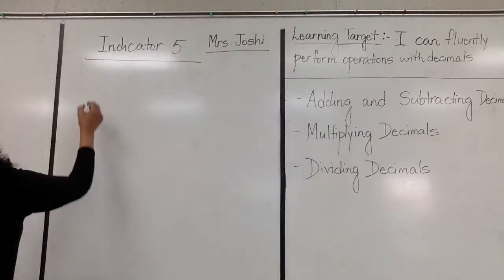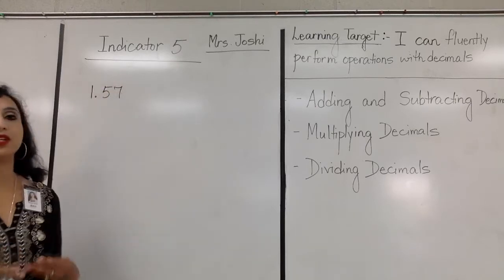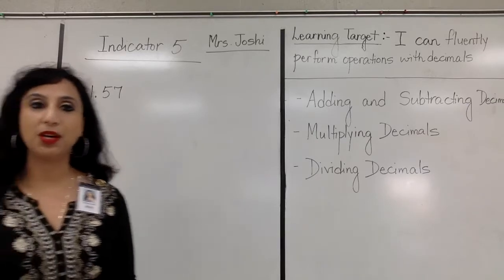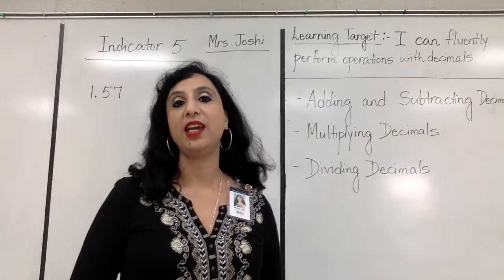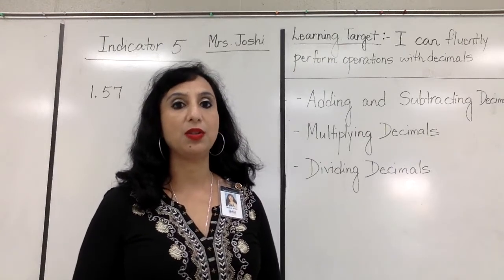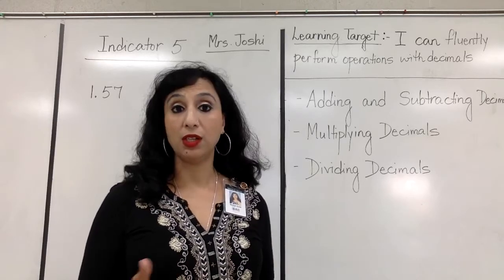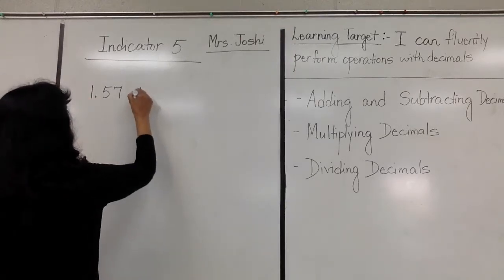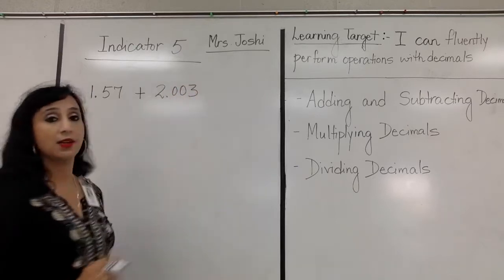If I give you 1 and 57 hundredths, please remember to say the numbers how you've written them, instead of saying point, because point basically just means this. Make sure you say numbers using what you've learned in the past, based on place values. We are going to use the correct mathematical terms for the numbers here. And then we have plus 2 and 3 thousandths.